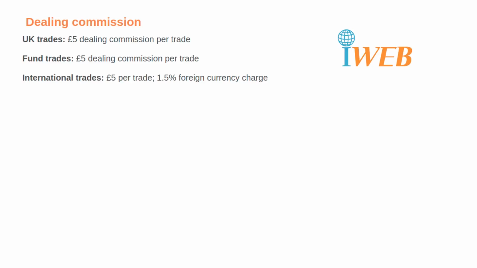IWeb charges you for every trade that you do. If you buy UK stock, they'll charge you £5 dealing commission, and if you buy a fund, again they'll charge you £5. And for an international trade, you'll pay an additional 1.5% for the foreign currency charge.